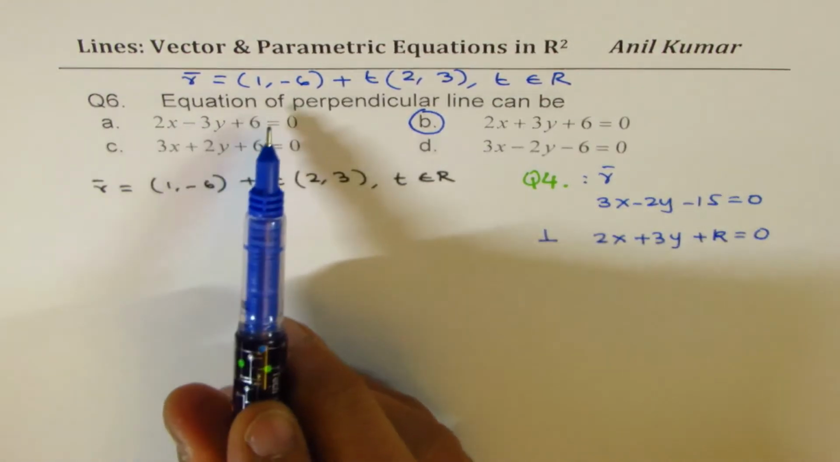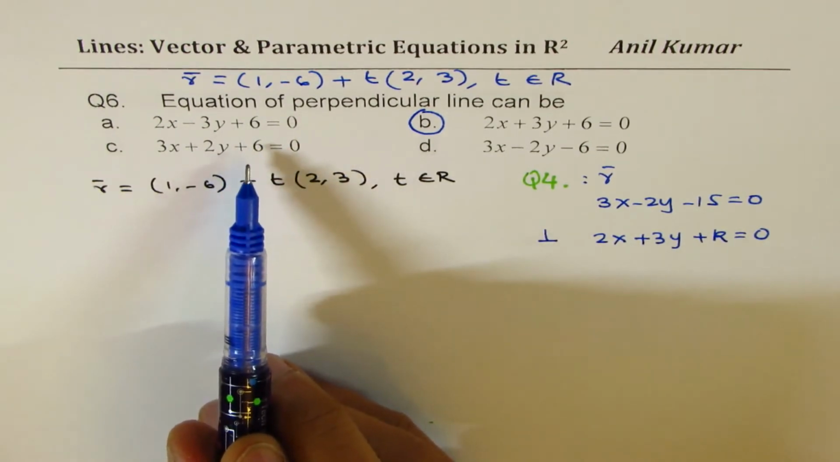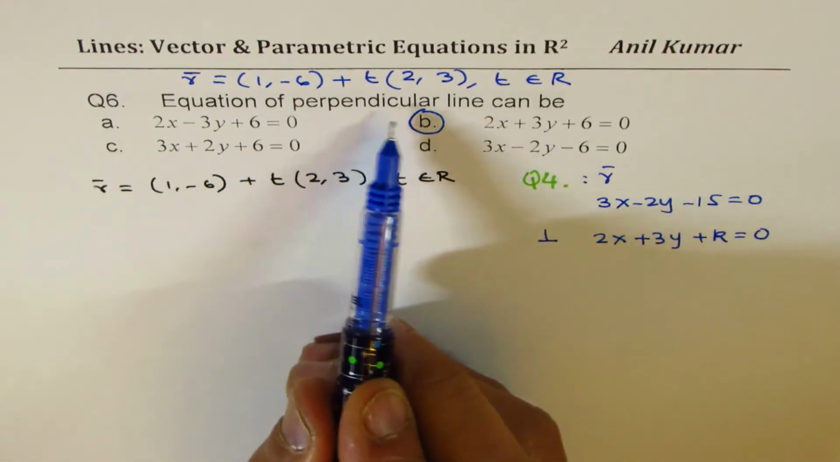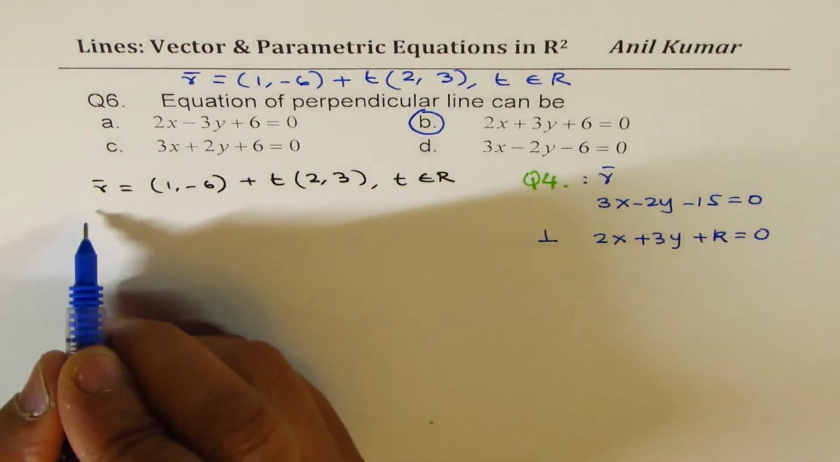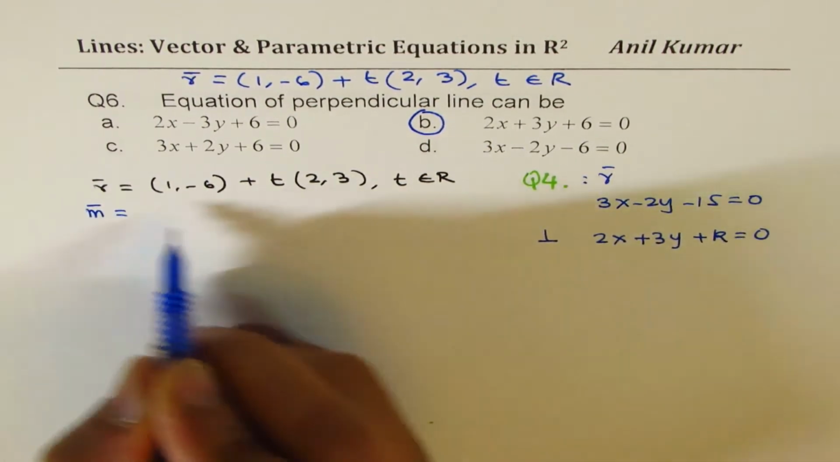Let's see if we had this question directly, how are we going to do it? Perpendicular line basically means we are given in this case direction which is 2, 3.